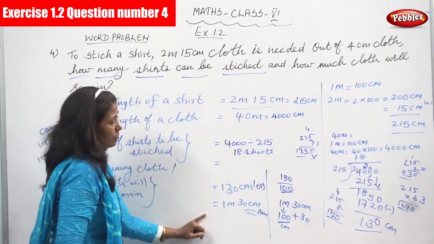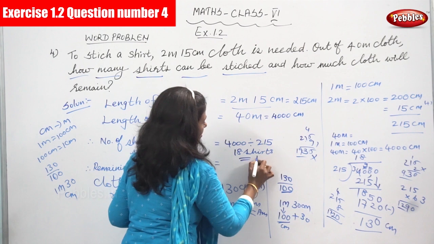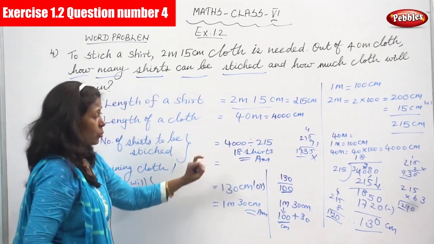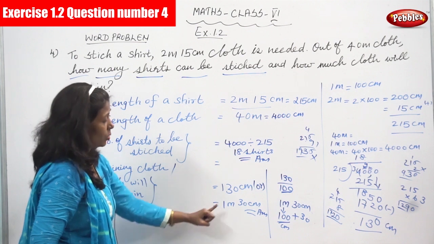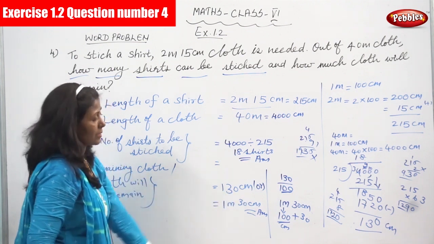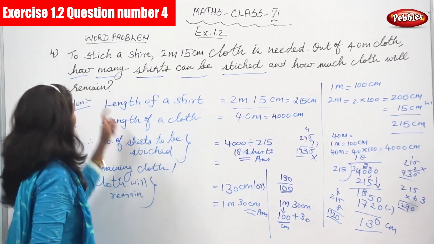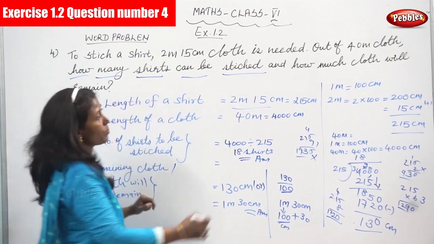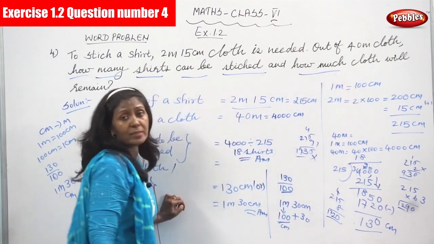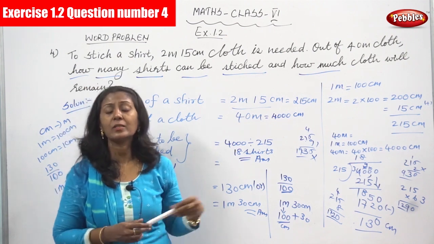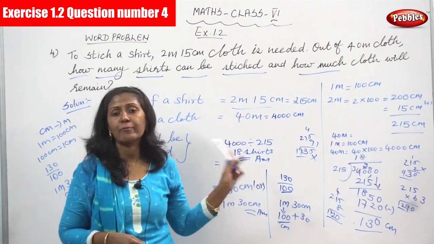This is the right answer for the question, because they ask you 2 questions. So 18 shirts is the first answer, and the second answer is 130 centimeter or 1 meter 30 centimeter. These two are the answers. They ask 2 questions: how many shirts can be stitched, that is 18 shirts, and how much cloth will remain, that is 130 centimeter or 1 meter 30 centimeter. This question has 2 answers.